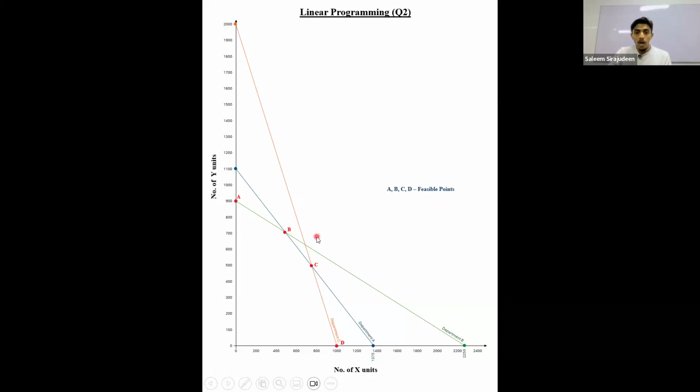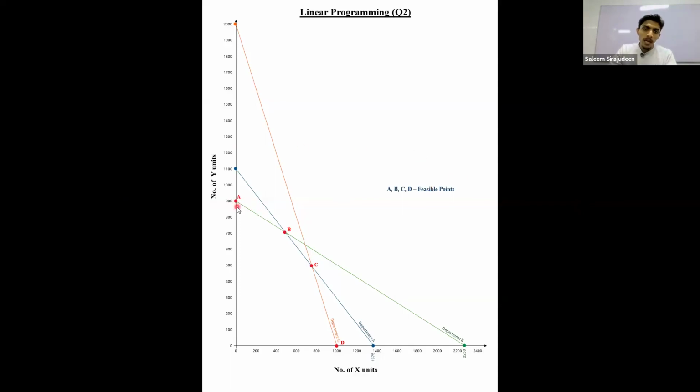Okay. So now we have to find the B. At point B, how many units of Y and how many units of X you have to produce. At point C, how many units of Y and how many units of X you have to produce. You have to find it. Correct? Right. So before that, can you draw this? We'll go step by step. Yes, right. So now we are done with the feasible points.